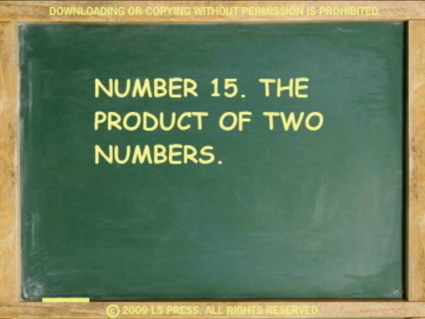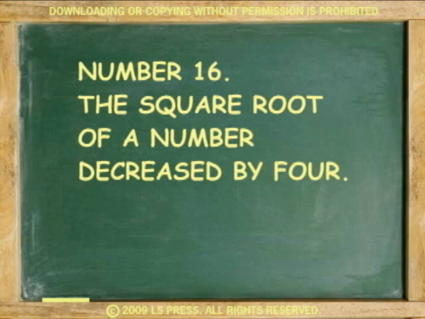Number 15. The product of two numbers. If we say two numbers, the numbers must be different, like in x and y. Product is multiplication, so the answer is x times y, or xy. Number 16. The square root of a number decreased by 4. The square root means the radical sign, so this would be the square root of x, which we then reduce, or minus 4.